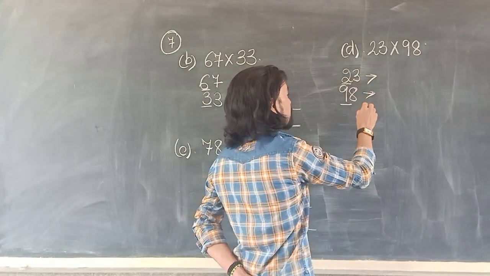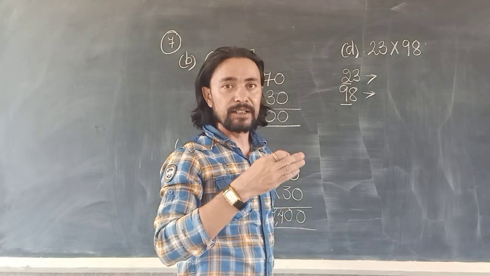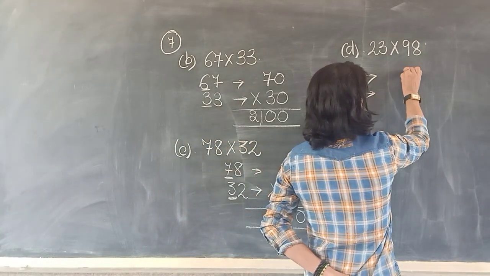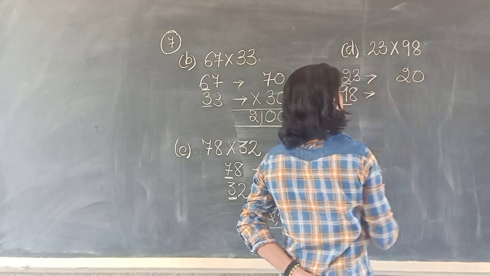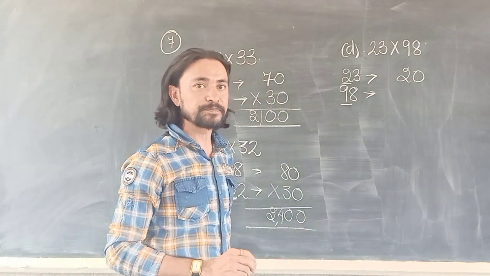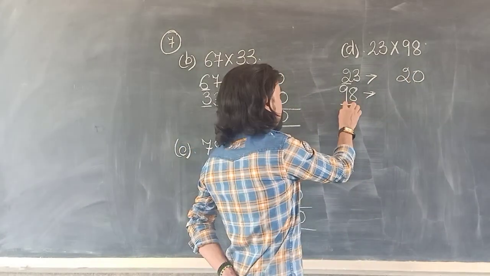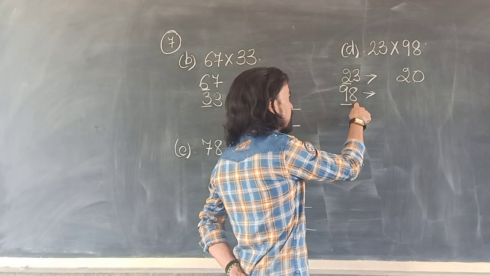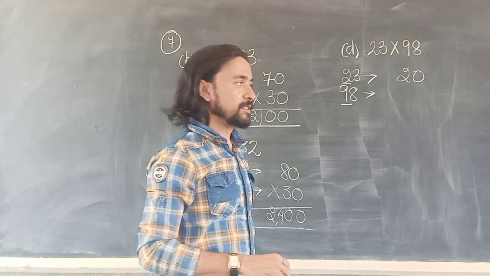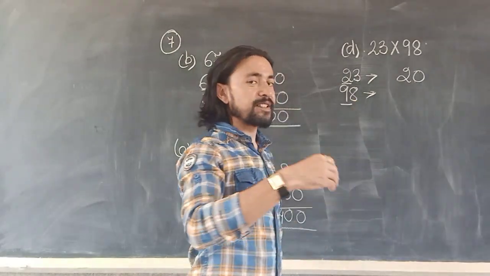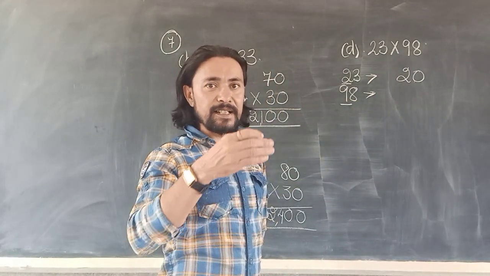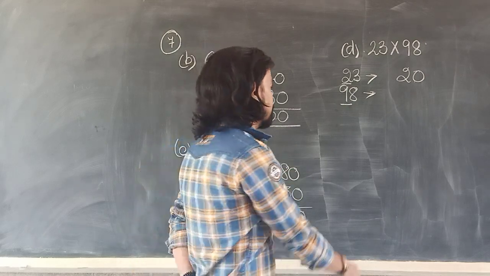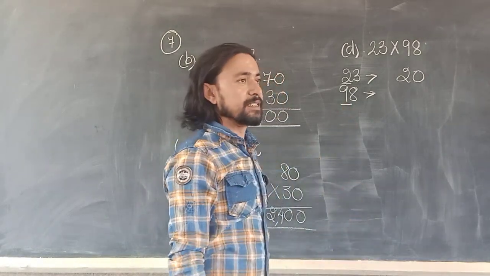So after 2 comes 3. 3 falls in the first category, 0, 1, 2, 3, 4. So this 2 will remain as it is. 3 will become 0. Now I come here to 9. After 9 is 8. Now because 8 falls in the second category, that is 5, 6, 7, 8, 9, this 9 will become 10.